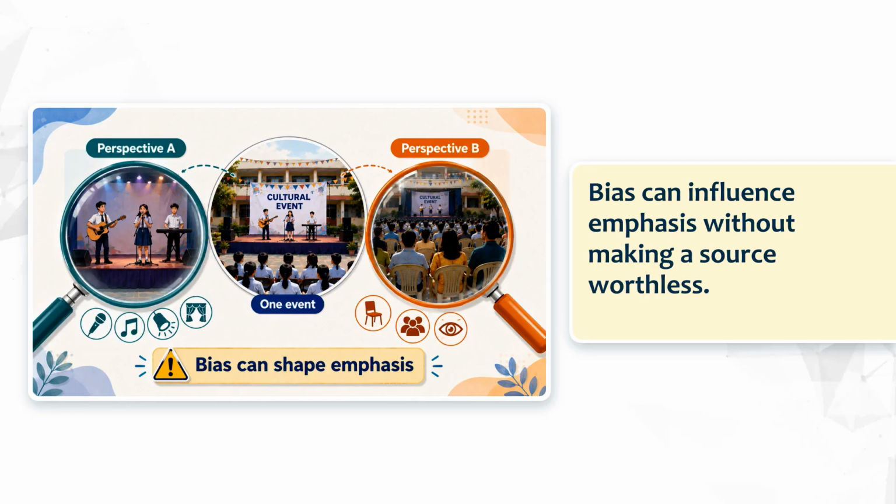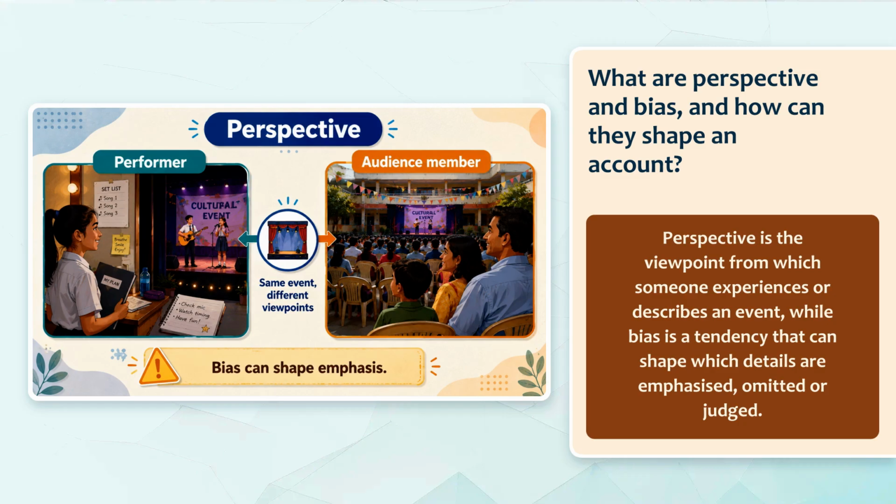This makes the reading more careful without dismissing the source. Bias can influence emphasis without making a source worthless. The important step is to notice how viewpoint and preference may shape the account. Compare what the performer and audience member notice. What are perspective and bias, and how can they shape an account? The two viewpoints give a clear contrast.